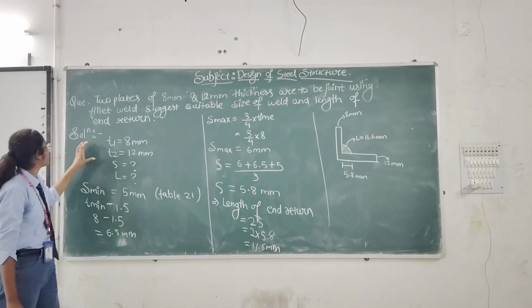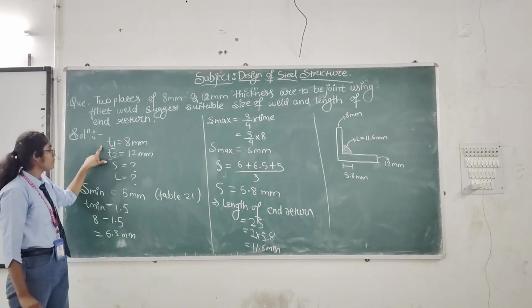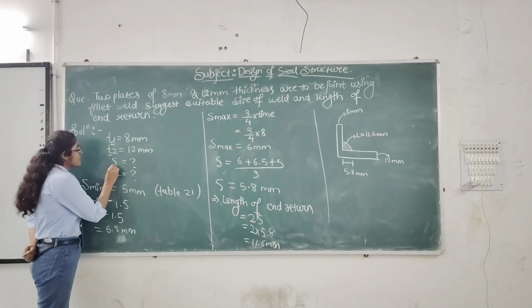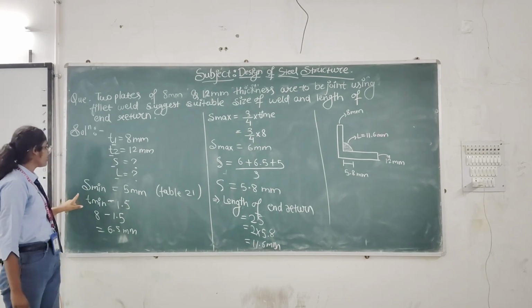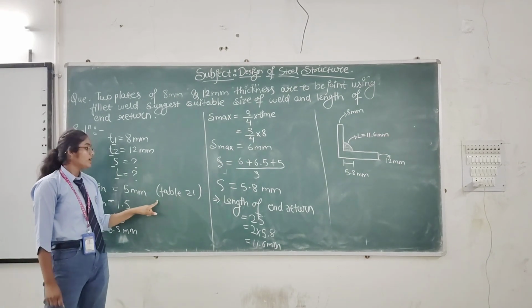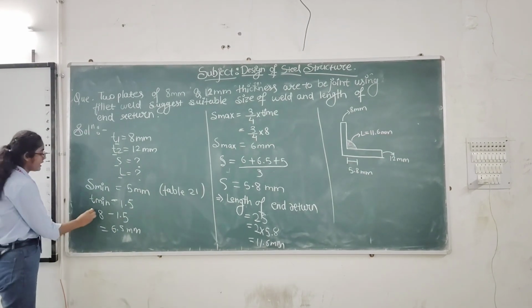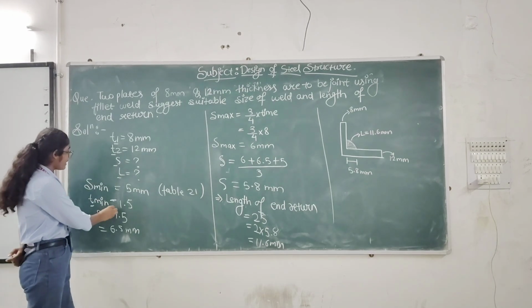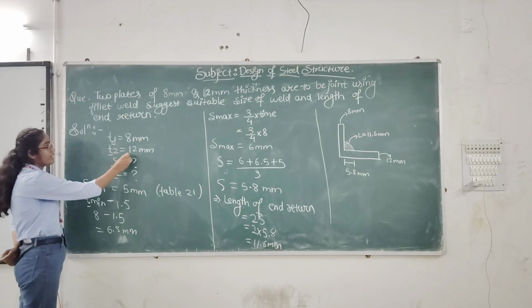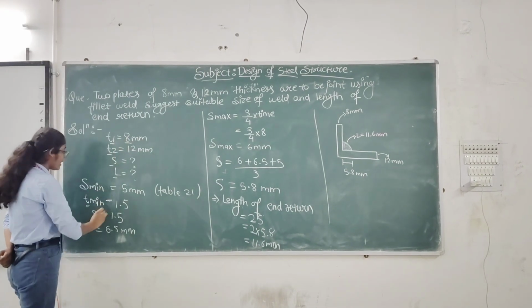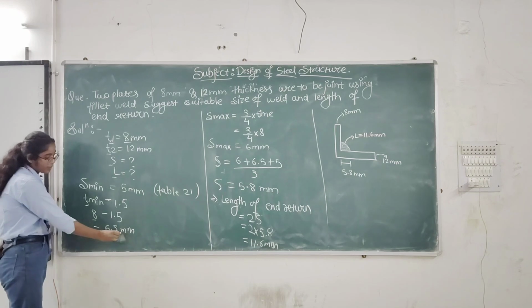Now we have given data that is T1 and T2. So this T is thickness and we have to calculate the size and the length. So here is a size, taking a size minimum which is given on the table number 21 in the IS code. And here we have to take T minimum minus 1.5. So we have to take the minimum value in this T1 and T2. So there is 8 is a minimum value. Now we have to take this value and 8 minus 1.5, that is 6.5 mm.